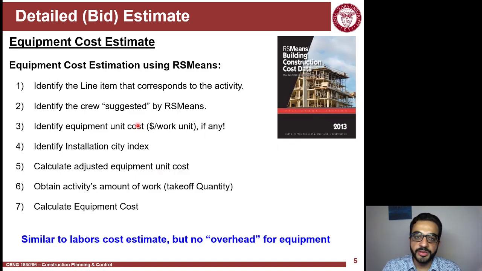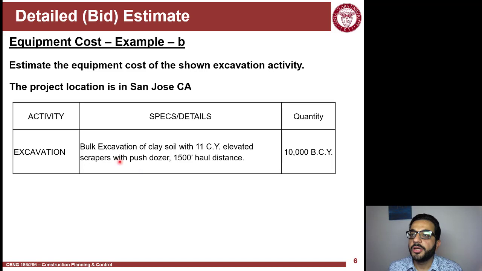So for equipment cost estimates in detailed estimates, these are the steps. We'll go through them and you will find them similar to the labor cost estimate, but actually much more simplified because you don't deal with a lot of overhead. We'll go with the same example we covered in the previous video for the labor estimate, the same excavation activity.